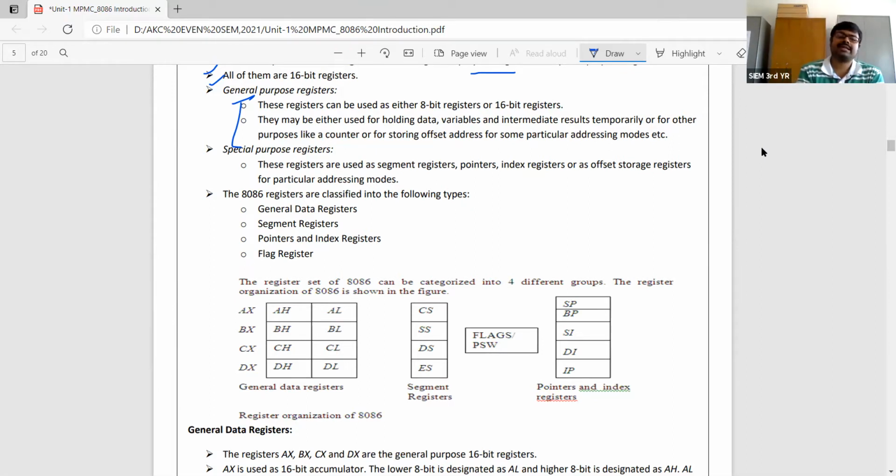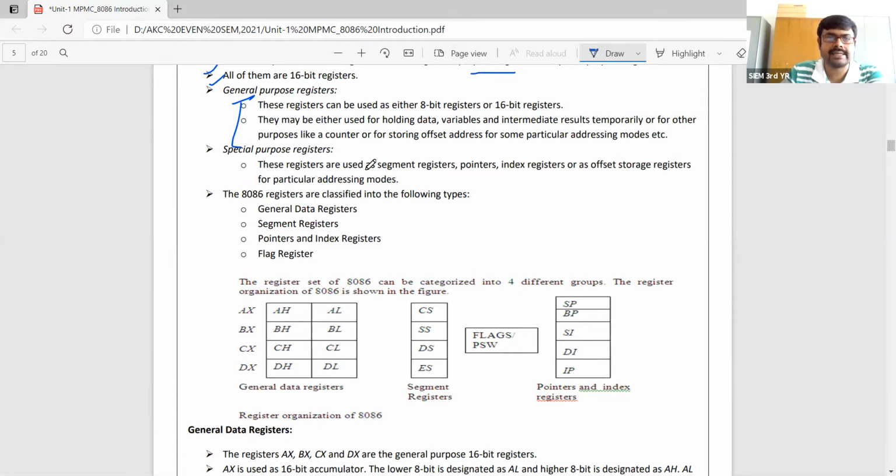Point number two, special purpose register. What is the special purpose register? According to our PDF and our notes, these registers are used as segment registers, pointers, index registers, or as offset storage registers for particular addressing modes. So special purpose registers have very specific tasks. What are the different tasks we have mentioned?